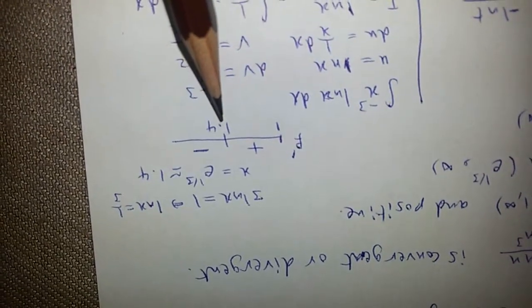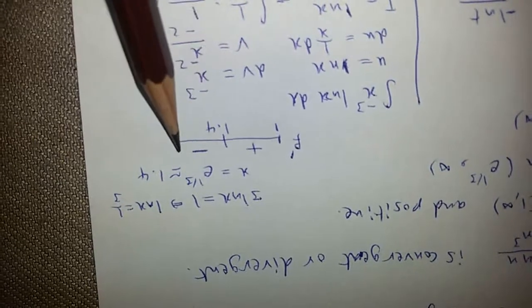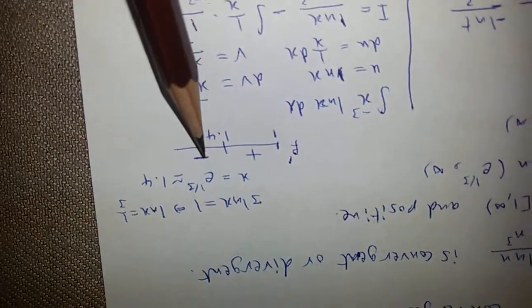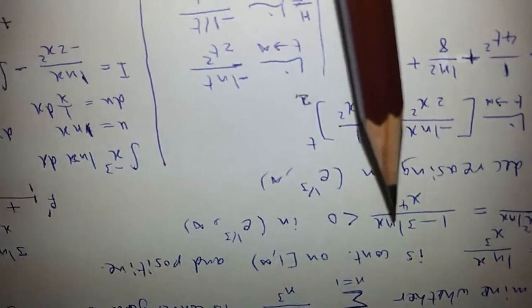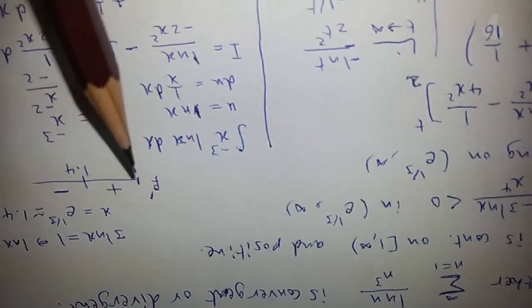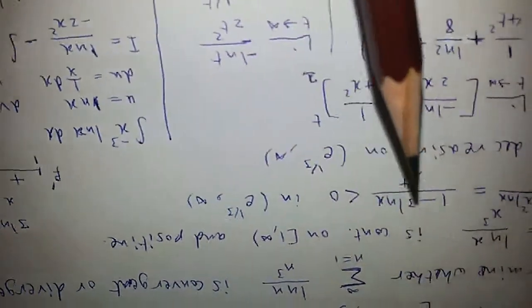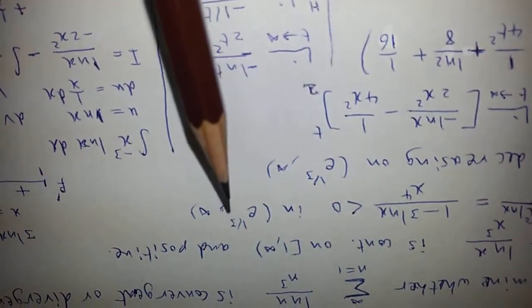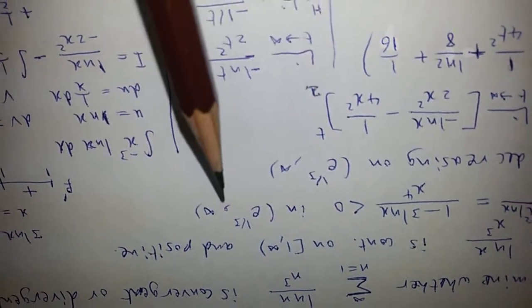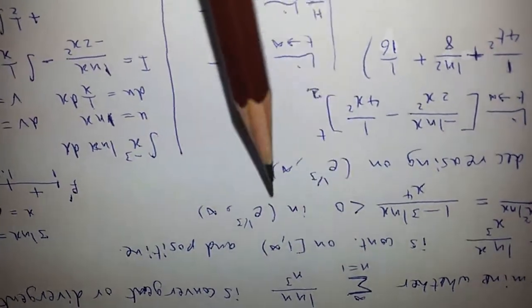So 1.4 is the zero. Just put a number here, choose a number 2, 3, 4, and check whether 1 minus 3 ln x is positive or negative. You will find it negative in this interval, positive in this interval. So the derivative is negative in this interval from e to the power 1 over 3 to infinity. And that's what we need. It doesn't have to be always decreasing.